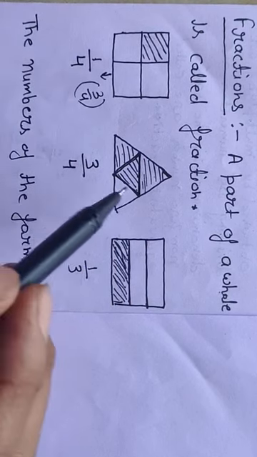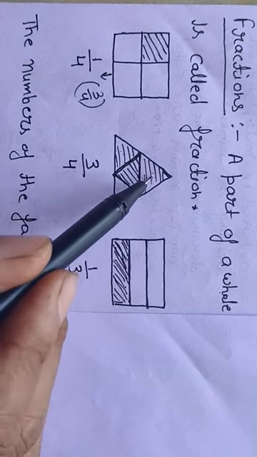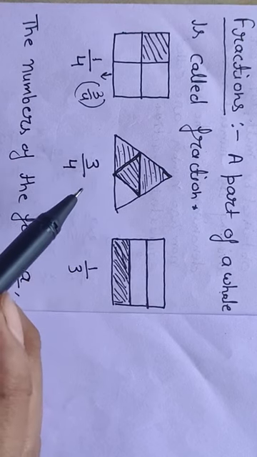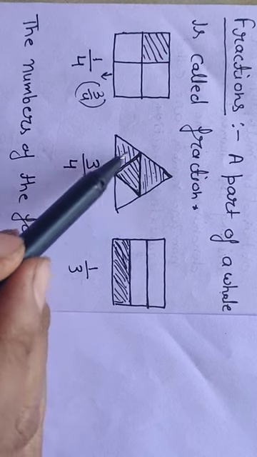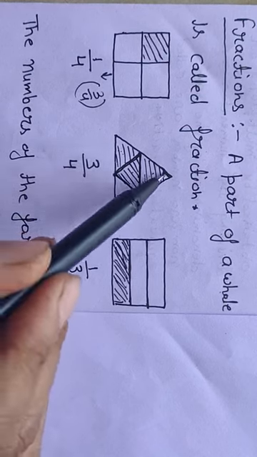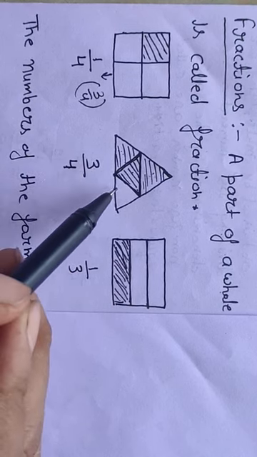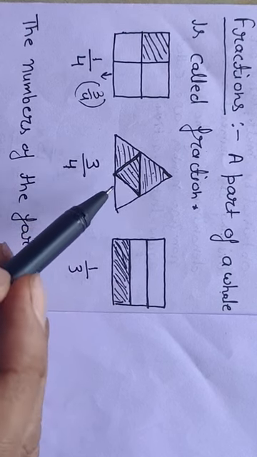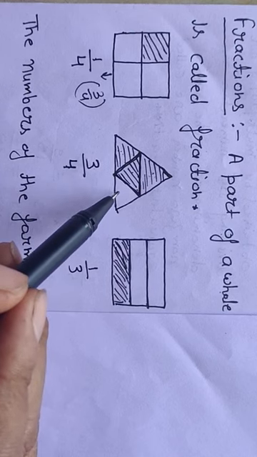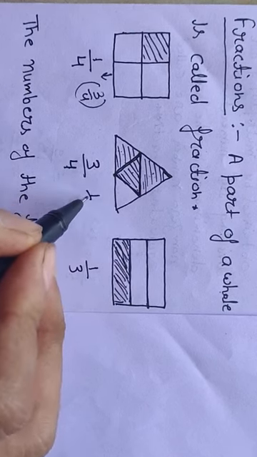In another figure, it has 4 equal triangles, 1, 2, 3, 4. Out of 4, 3 triangles are shaded. So what is the fraction of shaded portion? Out of 4, 1, 2, 3 parts are shaded. So the fraction will be 3 upon 4. Similarly, we can find the fraction of unshaded portion in this figure. Only one triangle is unshaded, so the fraction of unshaded portion will be 1 by 4. Out of 4, 1 is unshaded.